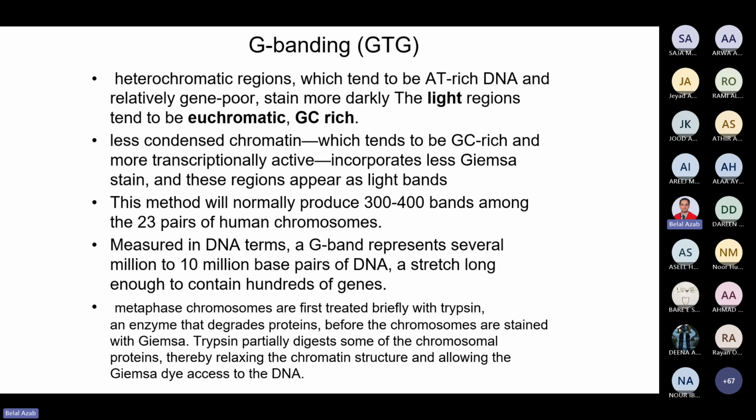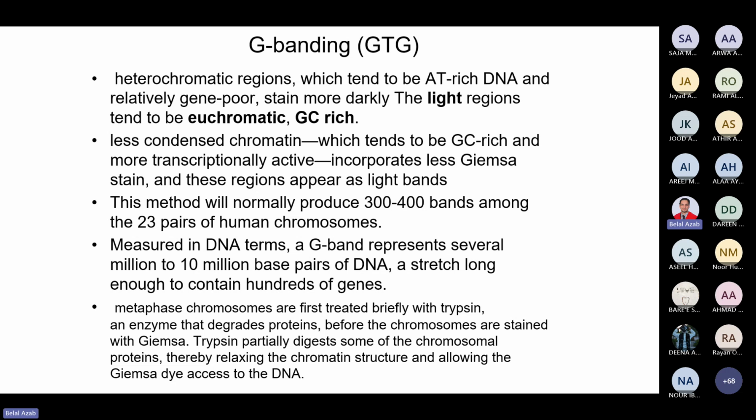Well, condensed DNA is known as heterochromatin. So based on this discussion, Giemsa binds to AT-rich, heterochromatic, gene-poor regions, and it doesn't bind to euchromatin, the less condensed region that happens to be GC-rich and gene-rich.